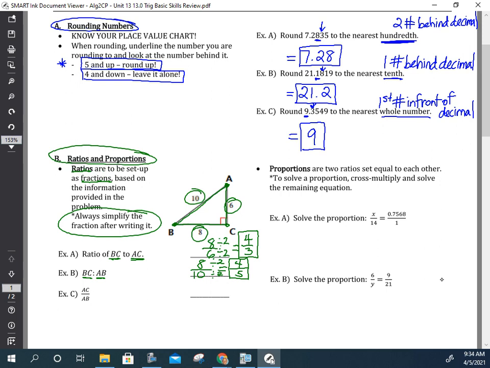Again, you must reduce the answer. Notice that I'm setting it up and then I'm solving it out. Don't just put the answer. That's a 100% way to get it marked wrong. If you can do it in your head, you can also show the work. AC over AB. AC is 6, AB is 10. 6 over 10. Three-fifths.